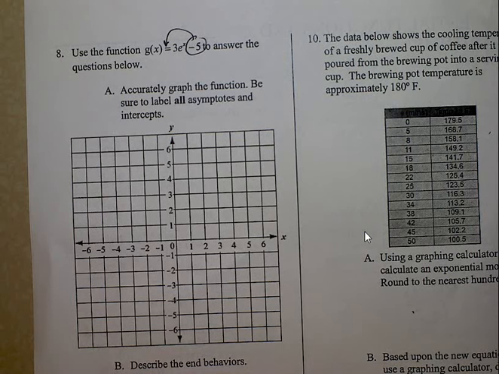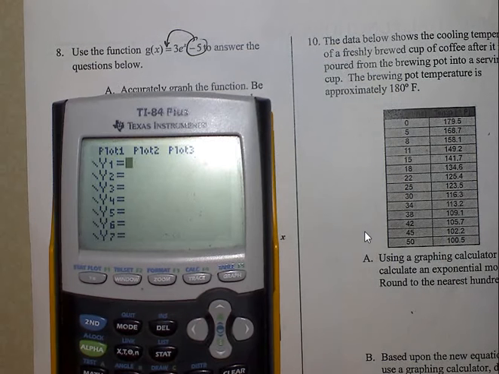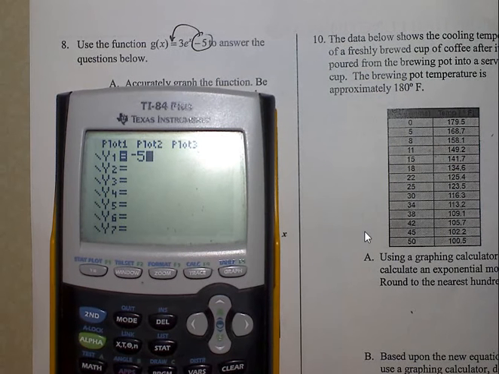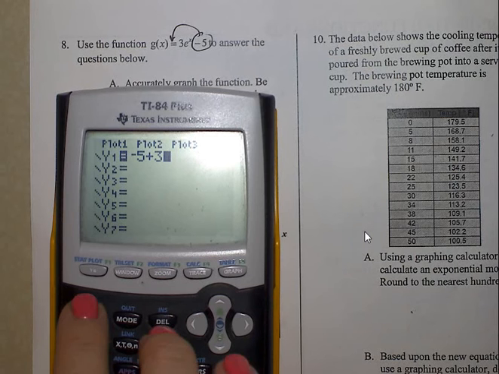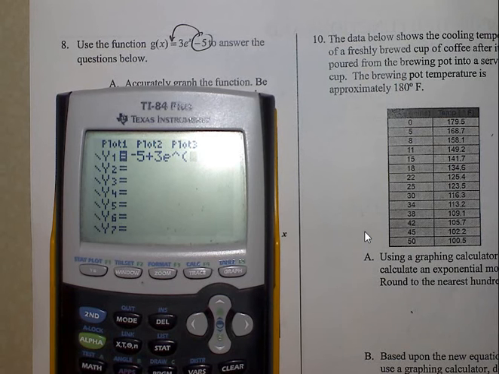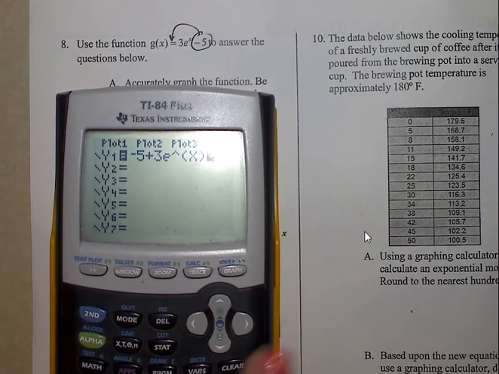The reason I want you to do that is when you plug this into your calculator, it's too easy sometimes to make mistakes with parentheses. So we're going to plug in the -5 first, then +3. Now how do you get that E? You hit the second button and go down to find the LN button. Then an X with a parenthesis behind it, and we're going to hit graph.